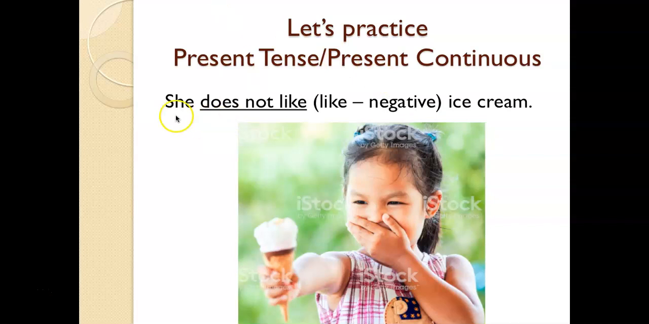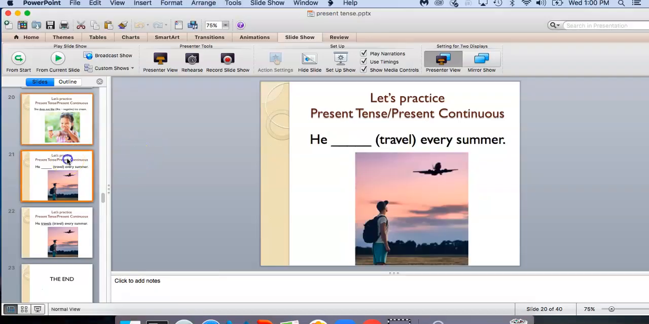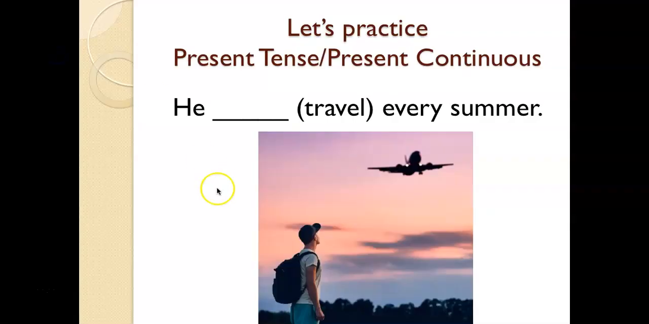Okay, so you say she does not like ice cream. Okay, because we're talking about she, you have to add the es here. She does not like ice cream. Okay, if it's the other pronouns like I, you, we, they, it would be do not like. Okay, so I'll show you guys. Oh, there's one more. I thought that was the end of it.